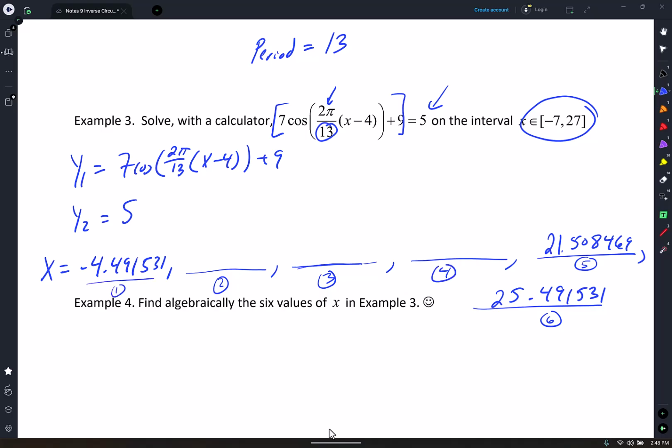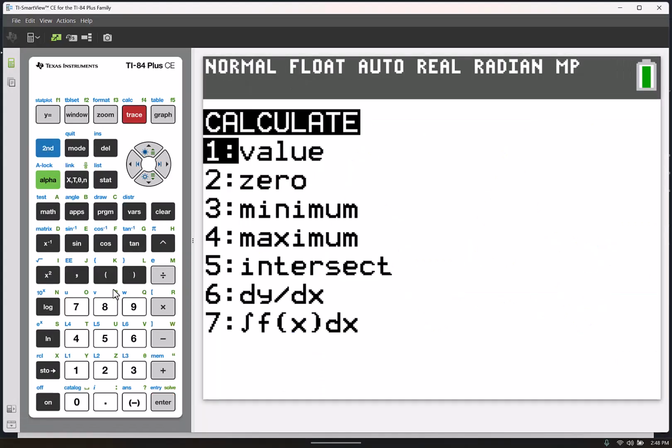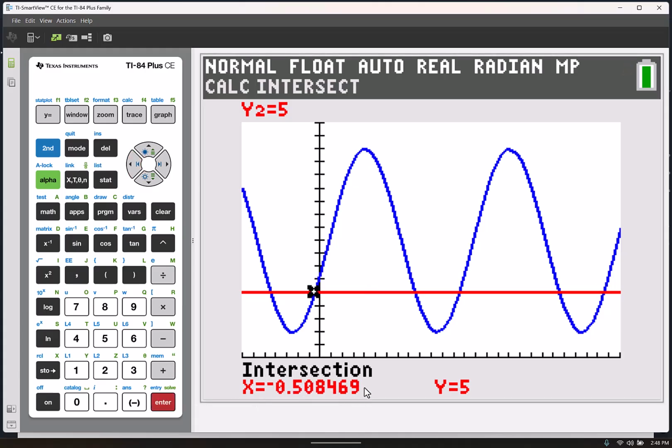All right, what was the second intersection, guys? Oh, that's the third one, I think. You guys were in charge of the third. You guys got the second one? It's like negative 0 point something. 50824. That sounds like it could be right. Let me check. Not that I don't trust you guys, I do. Enter, enter, and I'm going to go all the way to the second one, way over there. Enter. Negative 0.508469.